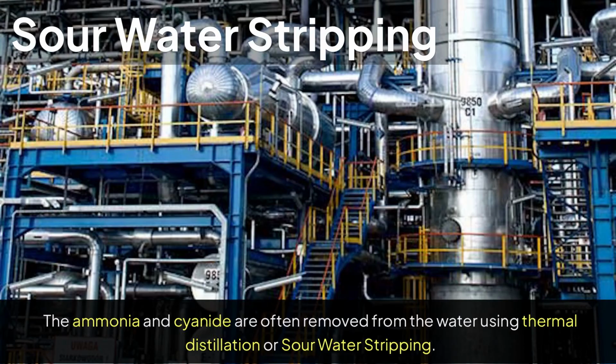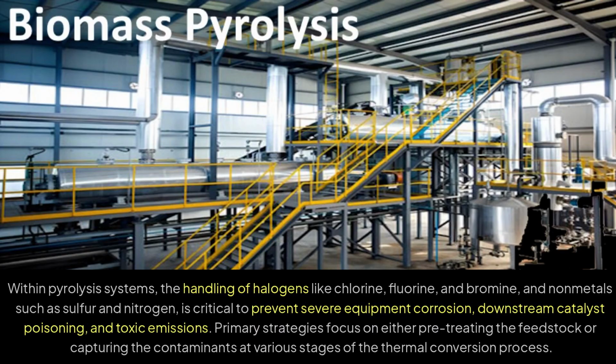The ammonia and cyanide are often removed from the water using thermal distillation or sour water stripping. Within pyrolysis systems, the handling of halogens like chlorine, fluorine, and bromine, and nonmetals such as sulfur and nitrogen, is critical to prevent severe equipment corrosion, downstream catalyst poisoning, and toxic emissions. Primary strategies focus on either pre-treating the feedstock or capturing the contaminants at various stages of the thermal conversion process.